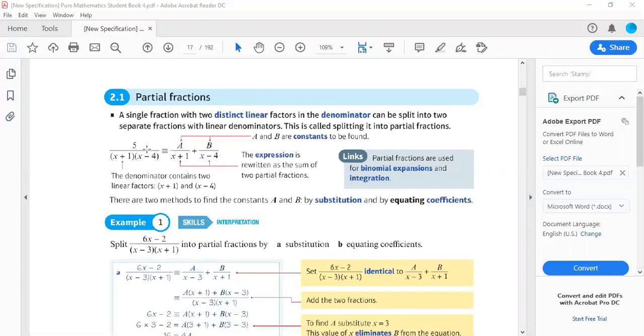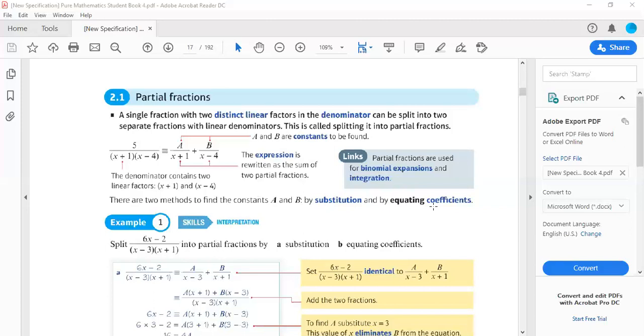So this single fraction equals a divided by x plus 1 plus b divided by x minus 4. A and b are constants to be found. With the factors x plus 1 and x minus 4, the expression is rewritten as the sum of two partial fractions. There are two methods to find the constants a and b: the substitution method and equating coefficients.